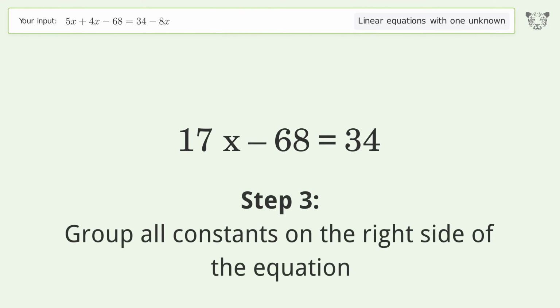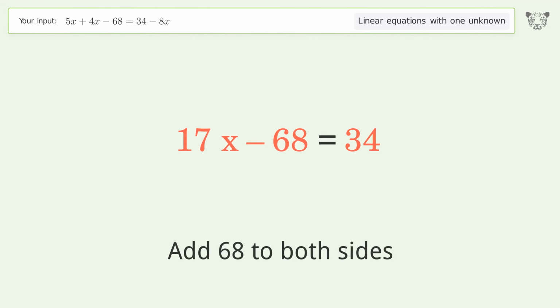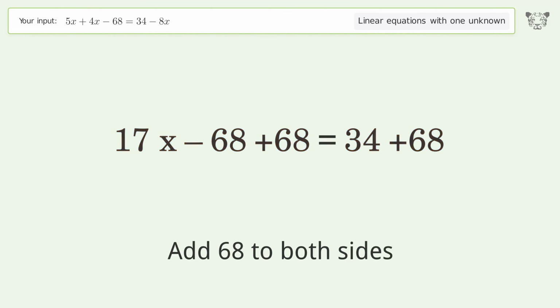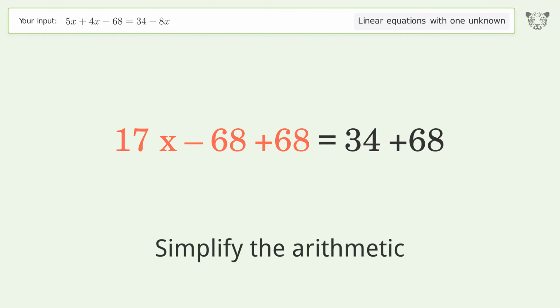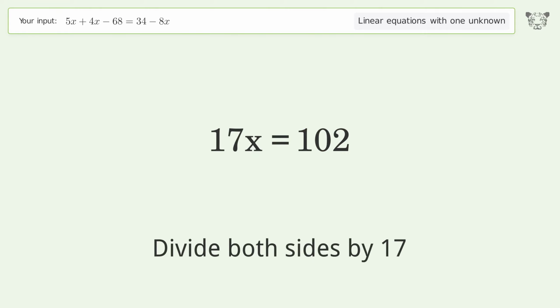Group all constants on the right side of the equation. Add 68 to both sides. Simplify the arithmetic. Isolate the x. Divide both sides by 17.